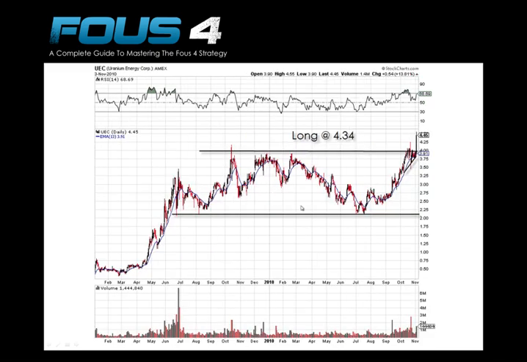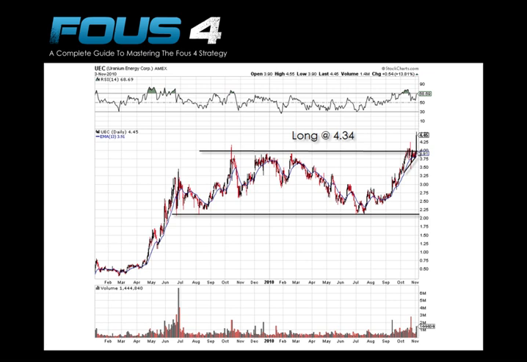Next up is UEC. This was a Foos force pattern. As you can see here, we got the shorter term three-phase triangle breakout formation. In addition, there was longer term resistance at $4 per share. So this is actually kind of a channel pattern, but with a longer term breakout above the $4 area.